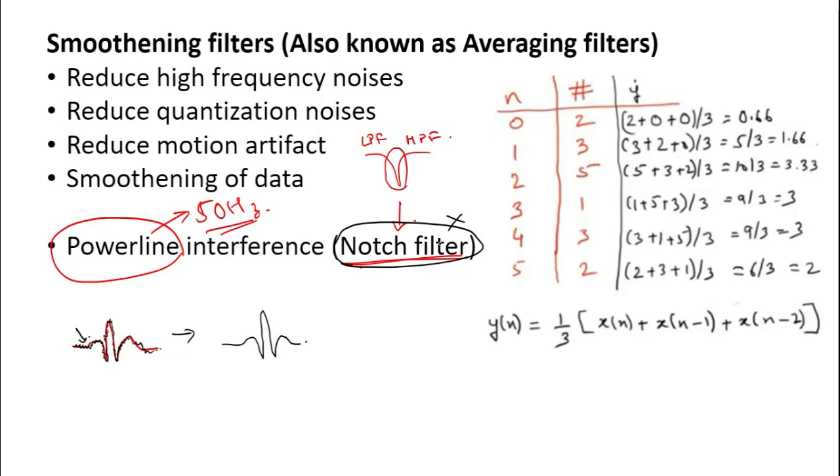And why is that so? Because it is stopping a very narrow band of frequency components within the signal, and due to that it is able to induce some smoothing if the signal is being corrupted with those narrow band frequency components.